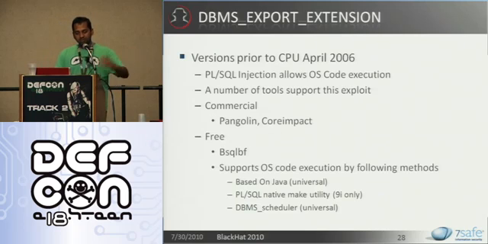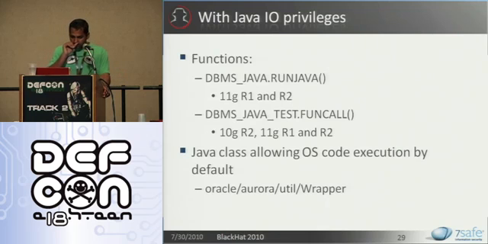Before we move on to the privileged part, this is again the same exploit which was fixed in 2006. So we execute OS code by injecting PL/SQL within this function. A number of commercial tools like Pangolin and Core, which I've seen, support this exploit, and that's the only exploit which they support. BSQL-BF is one tool which I support, which also has this exploit, and we will look at some more exploits later on. Again, that was quite an old issue patched in 2006.